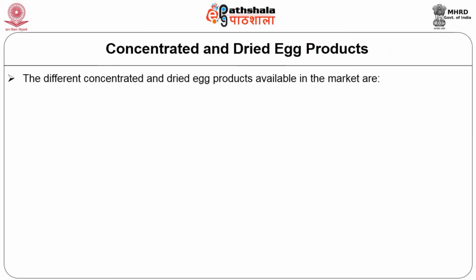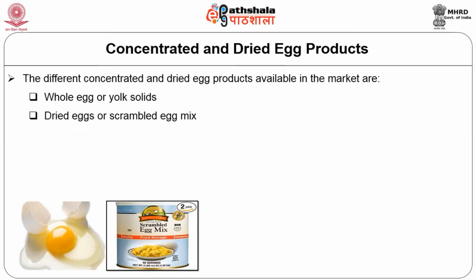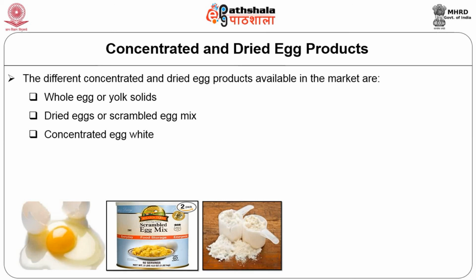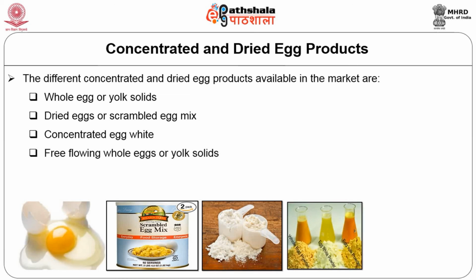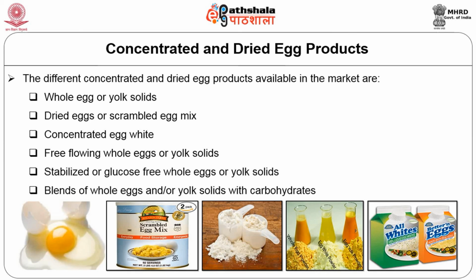The different concentrated and dried egg products available in the market are whole egg or yolk solids, dried eggs or scrambled egg mix, concentrated egg white, free flowing whole egg or yolk solids, stabilized or glucose free whole egg or yolk solids, blend of whole egg and/or yolk solids with carbohydrates. These concentrated egg products must be stored in a cool and dry place.